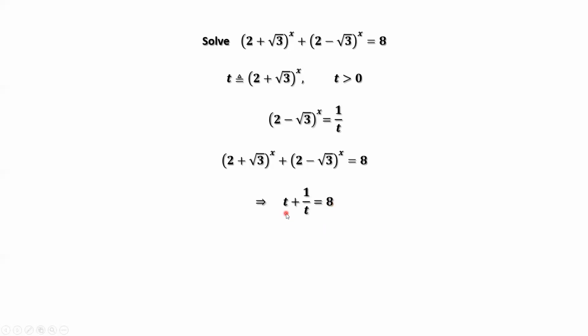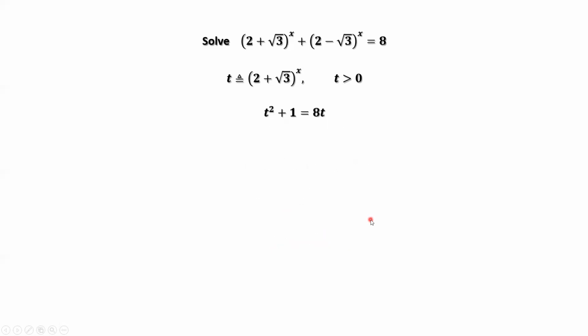Both sides times t. We have t squared + 1 = 8t. Move everything to the left-hand side. We have t squared − 8t + 1 = 0. This is a quadratic equation. We use the quadratic formula to find two answers for t.